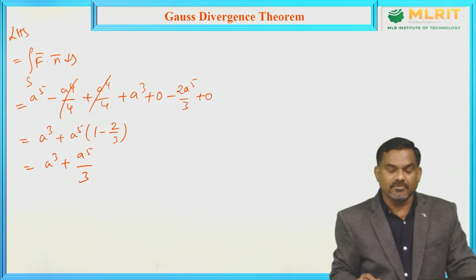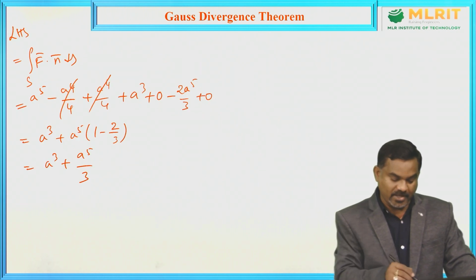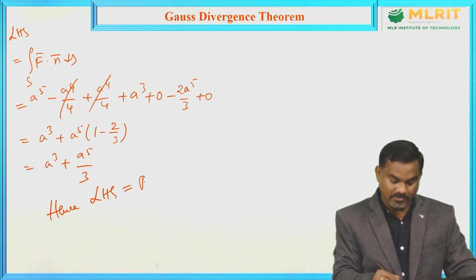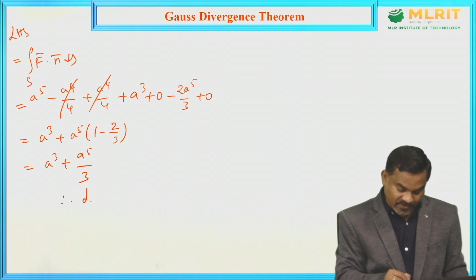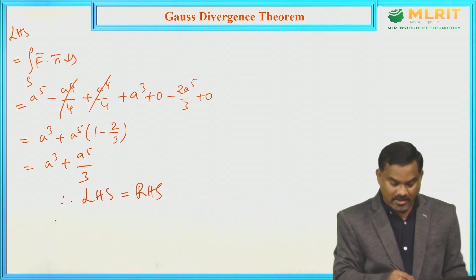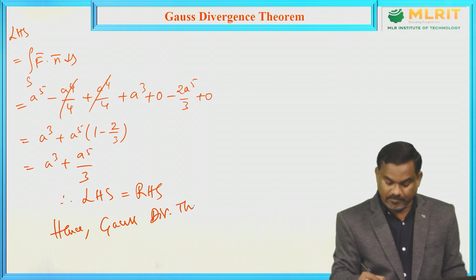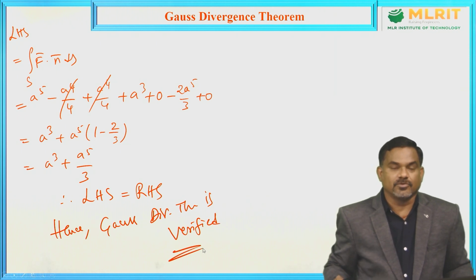Let us go back and check whether the RHS is the same or not. A power 5 by 3 plus a cube. A power 5 by 3 plus a cube. Hence, LHS equal to RHS, and the Gauss Divergence Theorem is verified. So, like this, to verify the given theorem, we need to find both LHS and RHS, and finally we need to prove that both the values are the same.